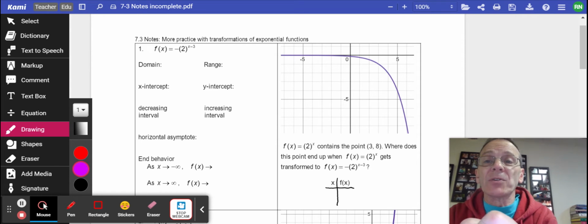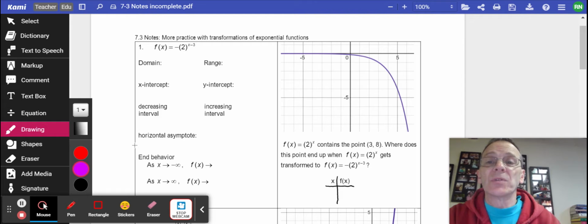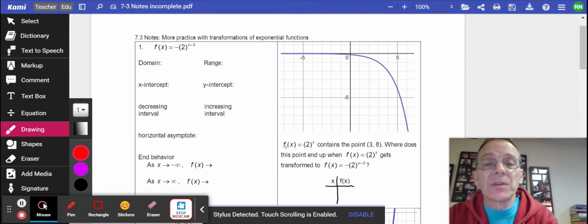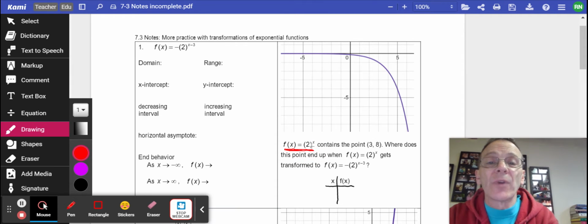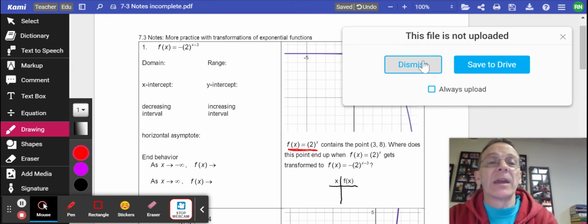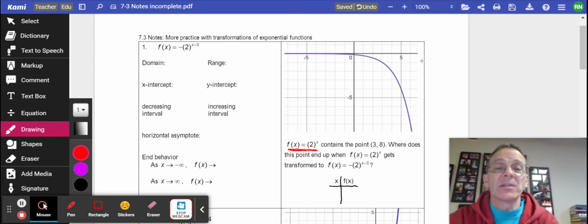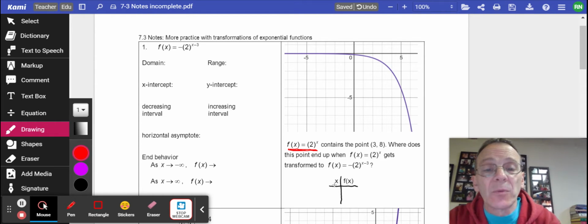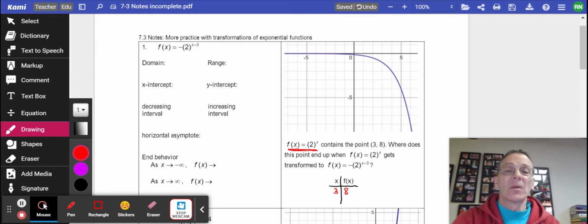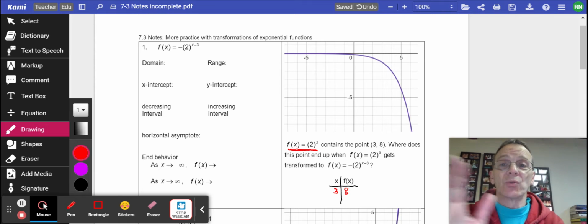So here's the function. F of x equals negative 2 to the x minus 3, right? The parent function is this right here, just the base value b raised to the x power. And it contains the point 3 comma 8. So there's the parent function, and we'll put the ordered pair 3 comma 8 down there. We'll deal with that later, and we'll transform that to its new location.